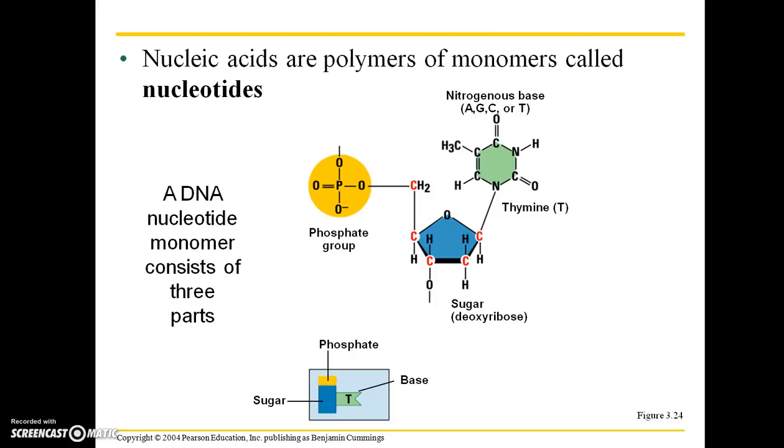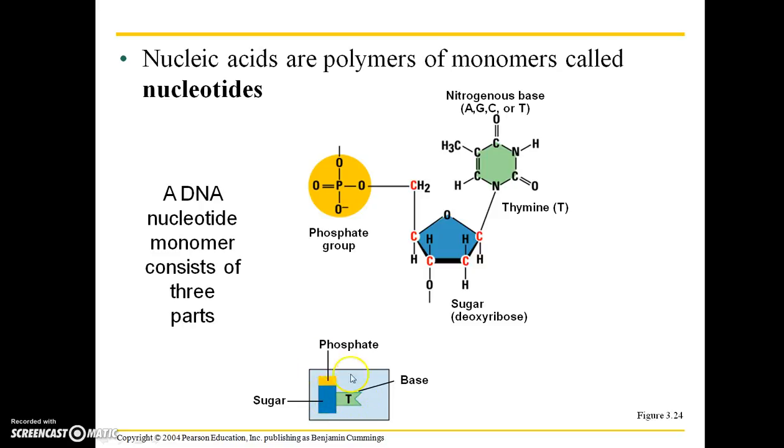Nucleic acids are polymers of monomers called nucleotides. I know that sentence might be kind of confusing, but you know that the word polymer means many units. Monomers are those building blocks that make up polymers. So the monomers that form a nucleic acid are nucleotides. A DNA nucleotide monomer consists of three parts: a phosphate group, a base, and a sugar.